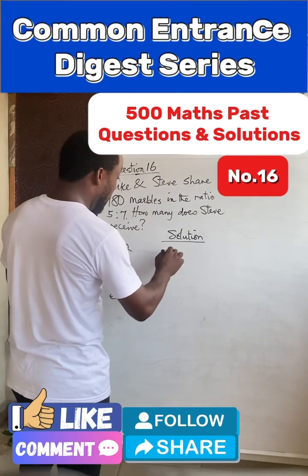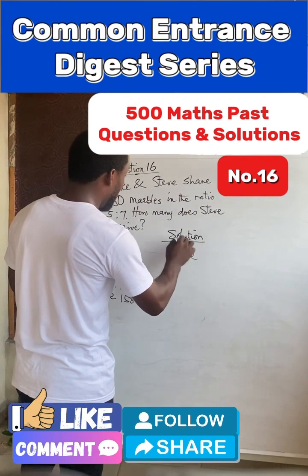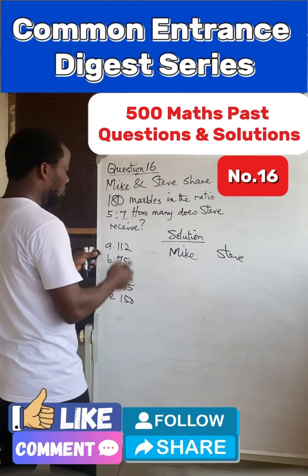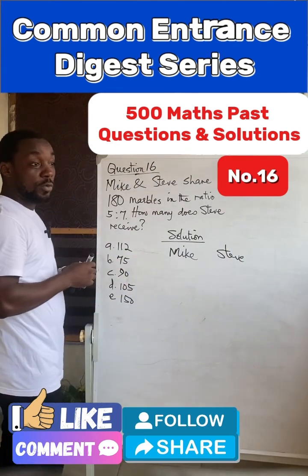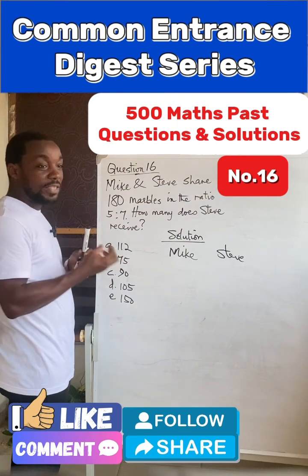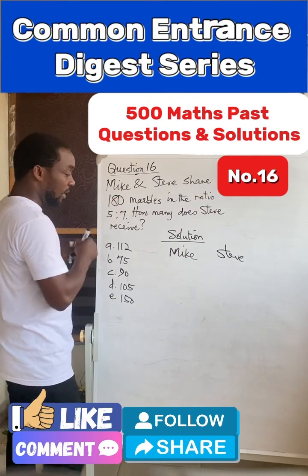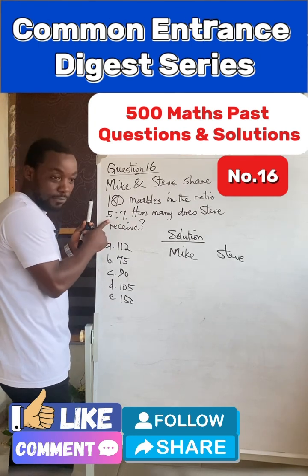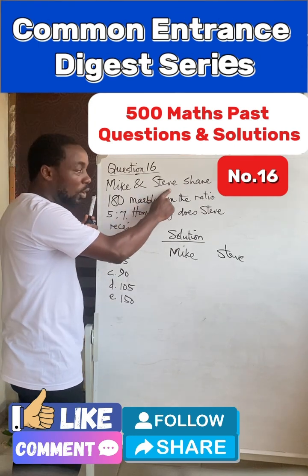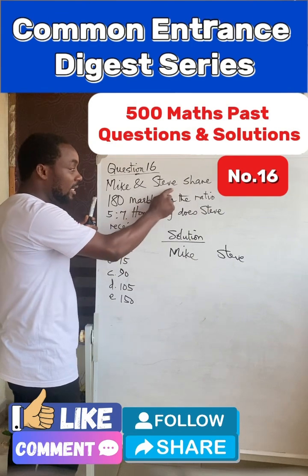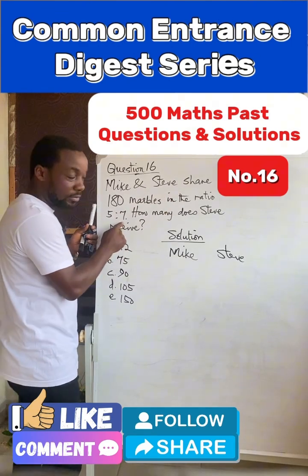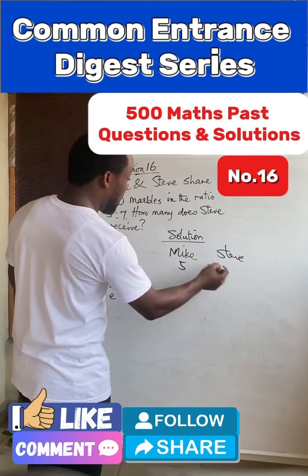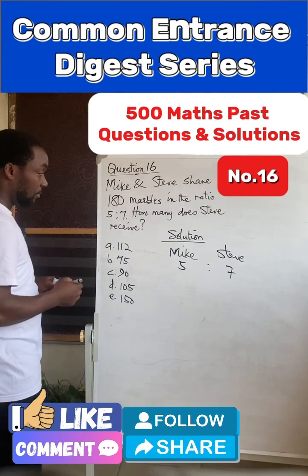So I have Mike and I have Steve. In ratio, we are very careful with the arrangement of names. Mike comes first, and because Mike is the first name, Mike is entitled to ratio 5. And Steve comes second in the arrangement of their names, so Steve is entitled to ratio 7. So Mike has 5 and Steve has 7.